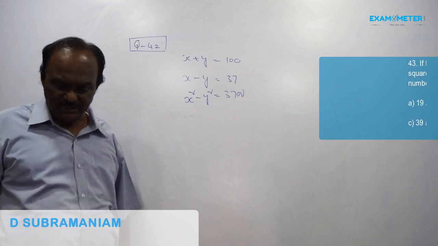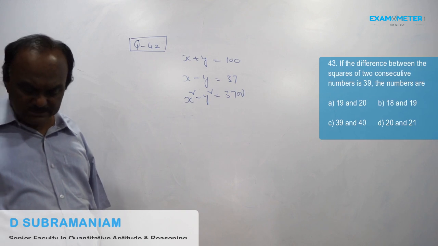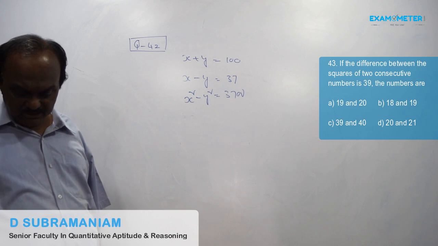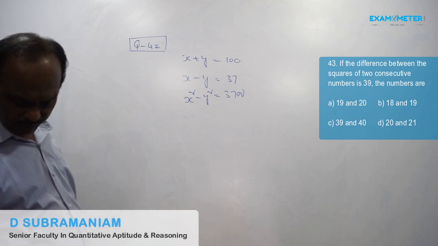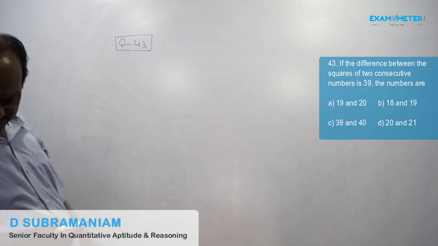Question number 43. If the difference between the squares of two consecutive numbers is 39, the numbers are. The difference between the squares of two consecutive numbers.